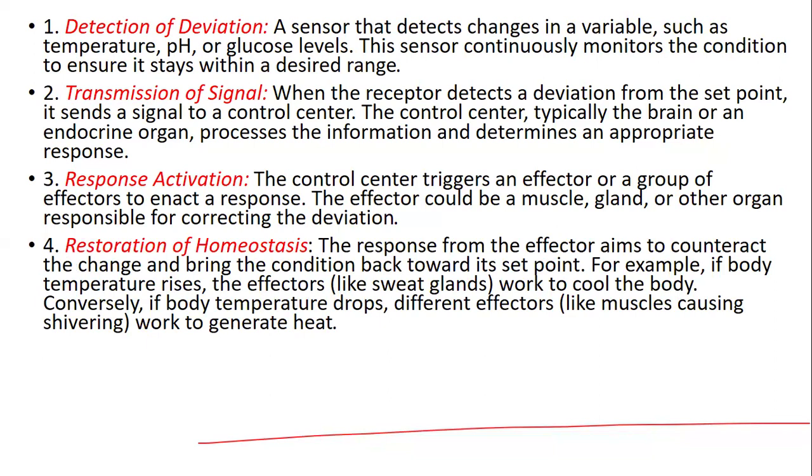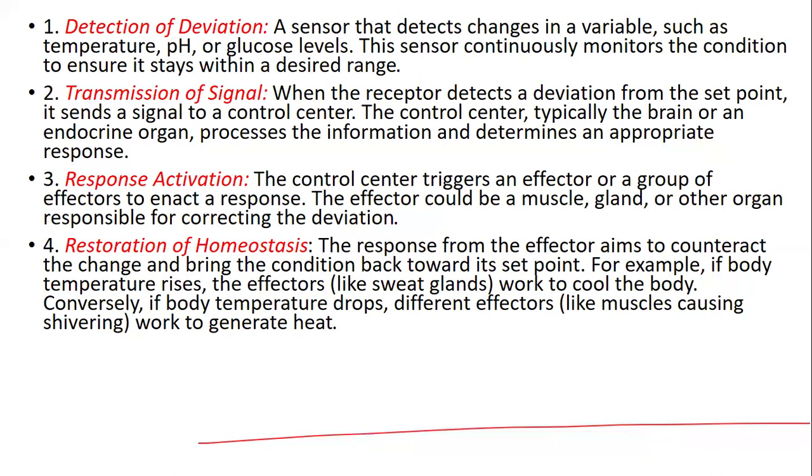Then we also have the restoration of homeostasis. It means that things have gone back to normal. This response from the effector is supposed to counter the change and bring about conditions that are back to normal. So if, for instance, the body temperature rises because you've been doing exercise, the body temperature will rise because of the increased metabolic rate that is trying to generate energy for you to do the exercise.